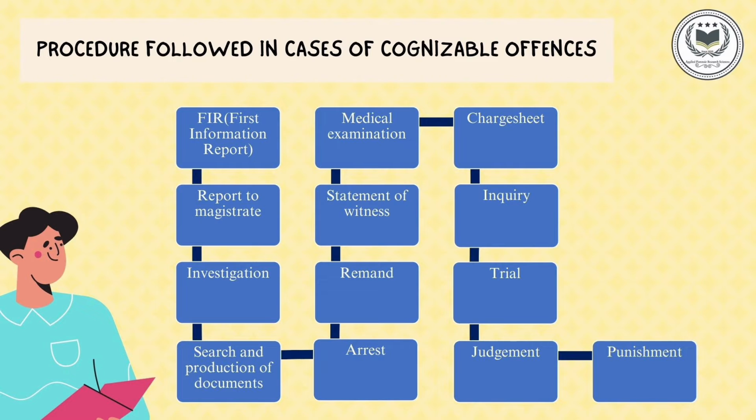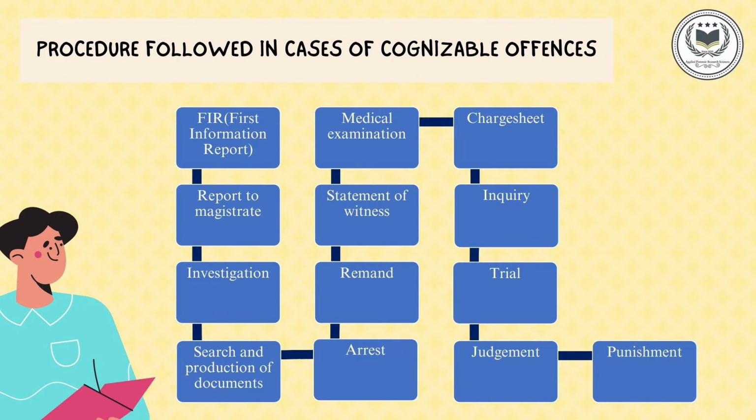The statements from the witnesses are taken. The medical examination of the victim is done in case of rape and molestation cases. Then the charge sheet is produced after investigation. Then during inquiry, the witnesses and the evidences are produced in the court and the judge takes the decision during the trial. Then he gives the judgment against the individual who has committed the crime, and then punishment is given to the person.